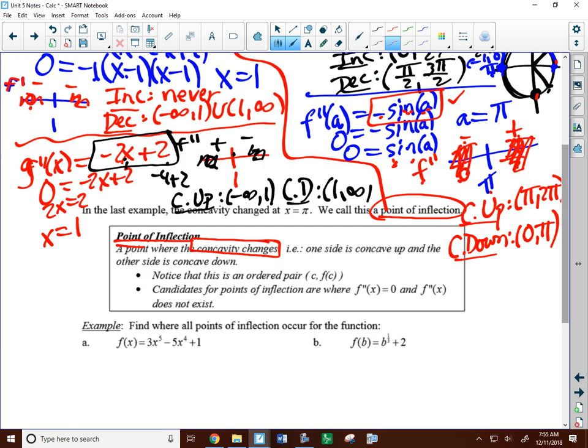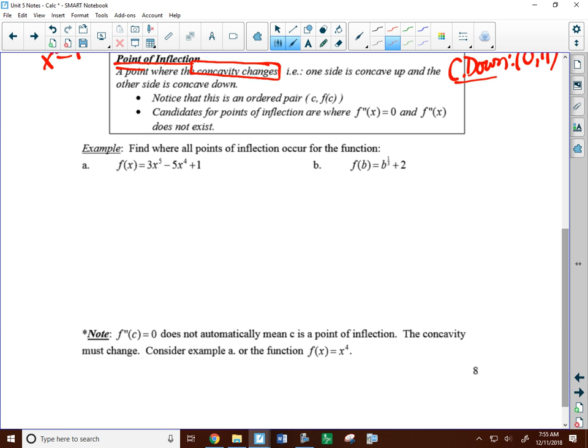So you'll continually hear me say, like, before here, we got x equals pi. I would have said that's a possible point of inflection. Because we have to see if the concavity changes in order for it to actually be a point of inflection. So one side is concave up and the other side is concave down. So just like a critical point, it's actually an ordered pair. But we usually just look at the actual coordinate of that point of inflection. So this one actually includes where the second derivative is 0 or does not exist. We'll normally just get the first case.